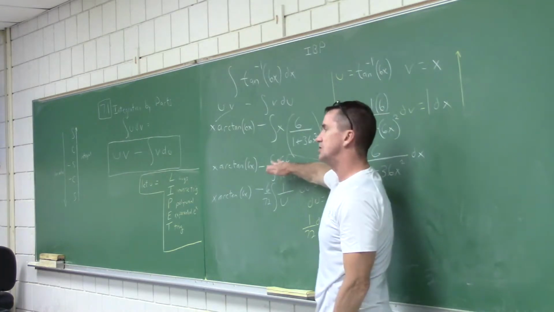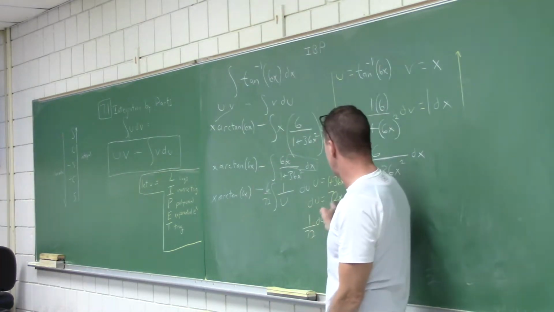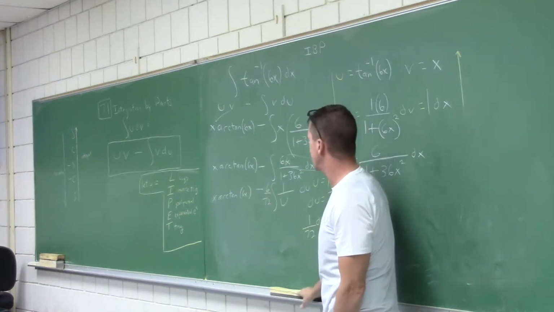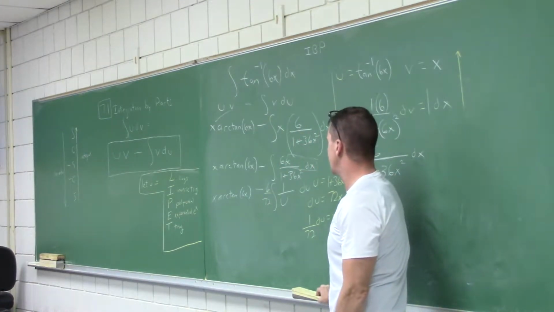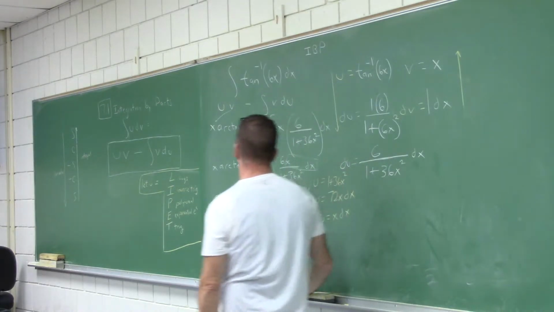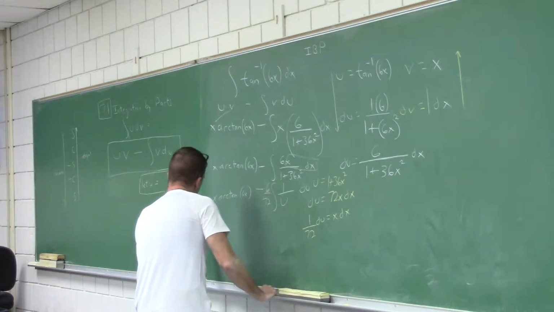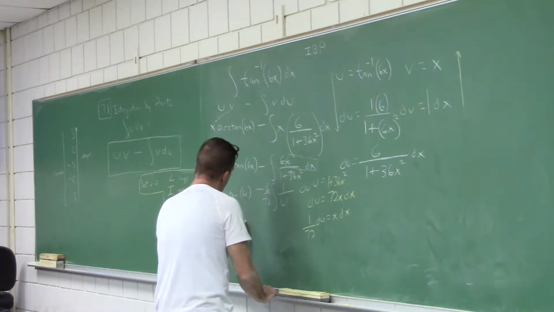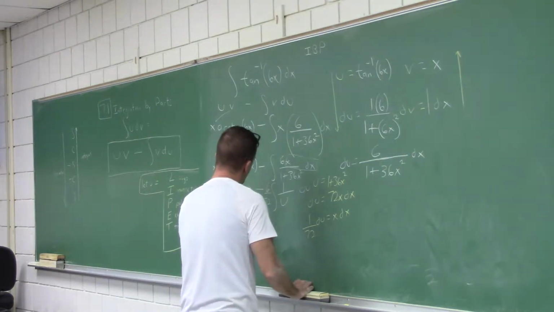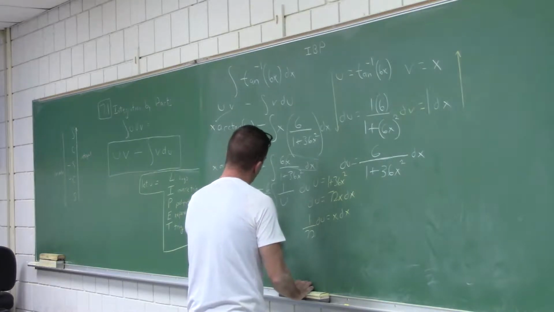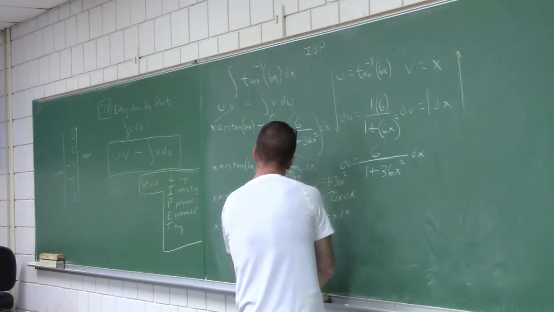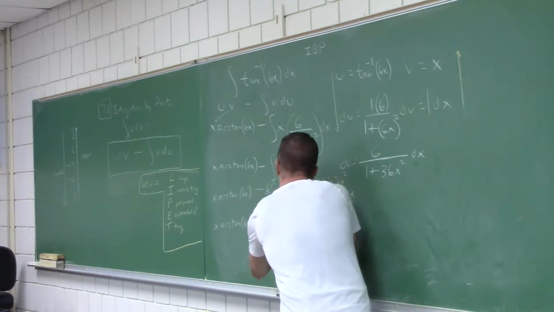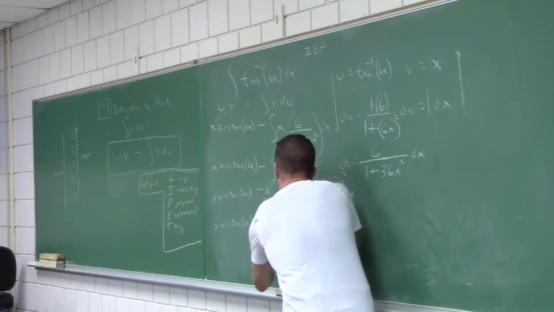And a lot of students like to do what he does. Others just take that constant, put it here, jam it, see what's left over, and let those constants simplify. Because what is 6 over 72? 1/12. 1/12. All right, here we go. X arctan 6x minus 1/12 natural log of 1 plus 36x squared plus C.